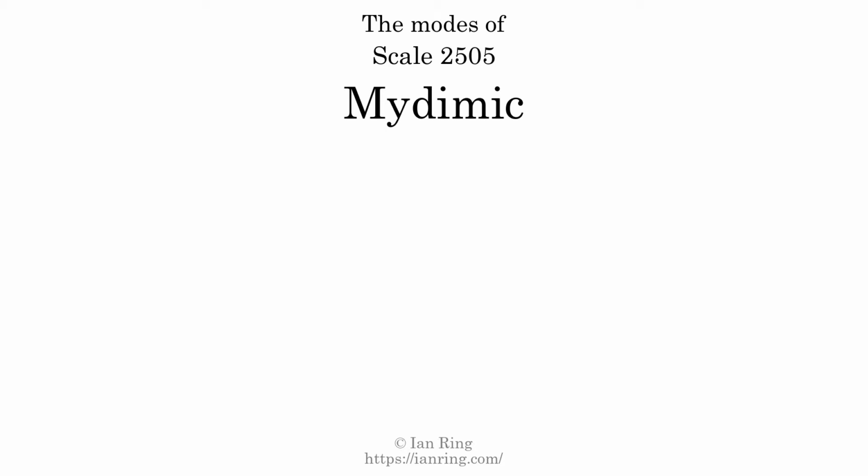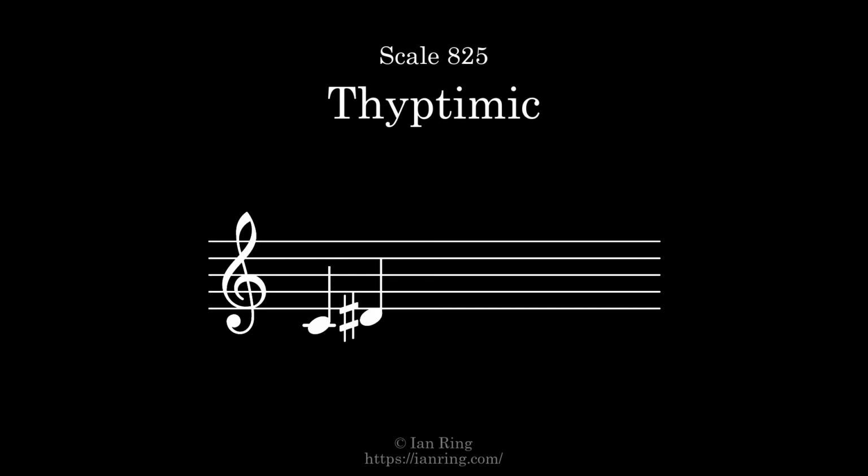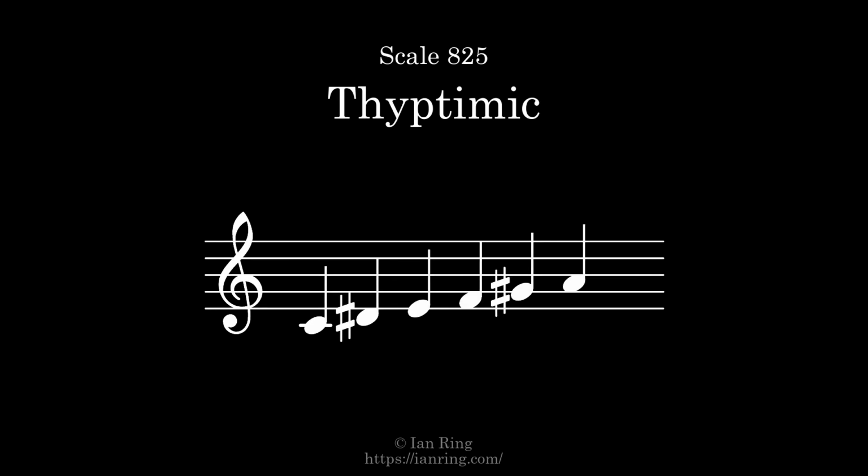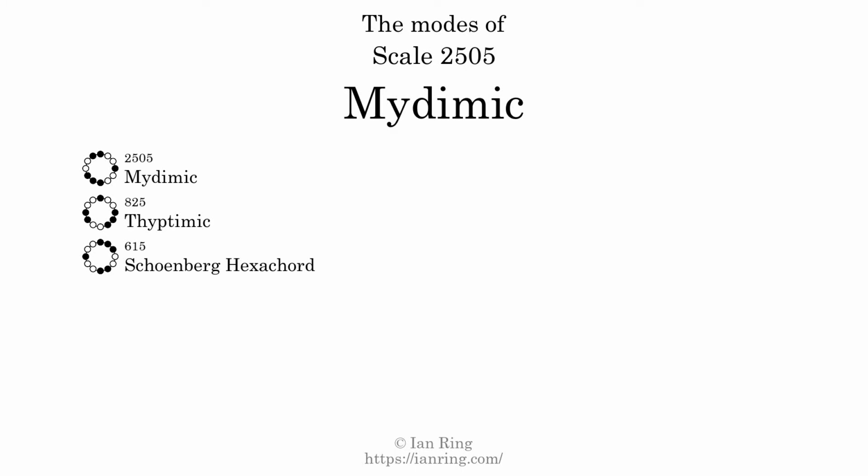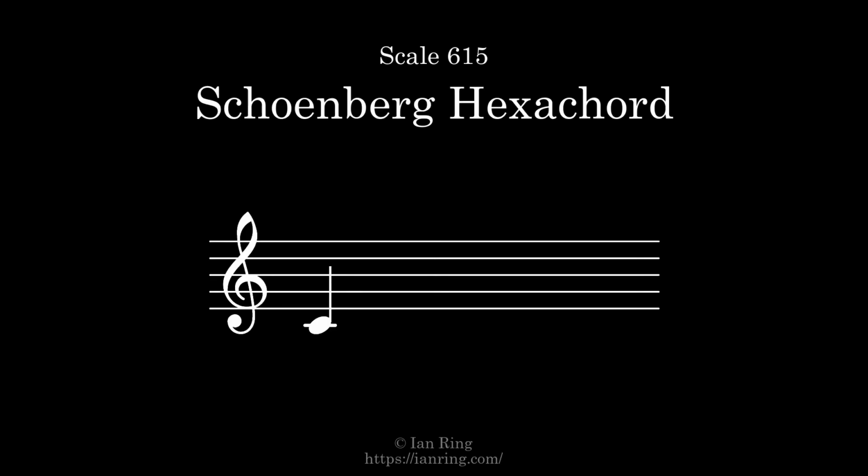This scale has 6 modes. The first mode is itself. The second mode is scale 825, also known as Mydimic. It sounds like this. The third mode is scale 615, also known as Schoenberg hexachord. It sounds like this.